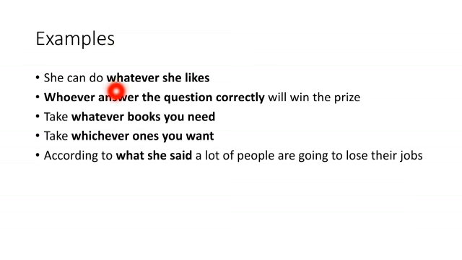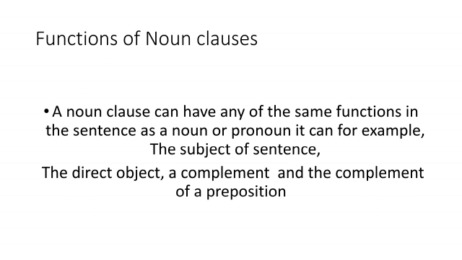Okay, these are the nominals and determiners. Whoever answers the question correctly. Again, these are the nominals: whoever, whatever, whichever. These all are the nominals for these examples. So we can also use conjunctions and these nominal words for these examples too.